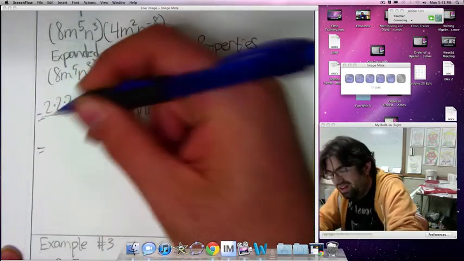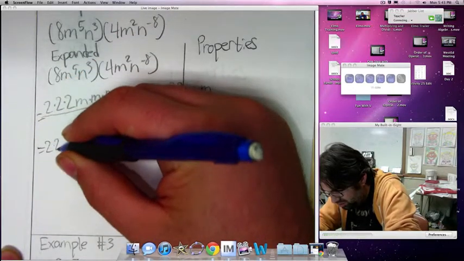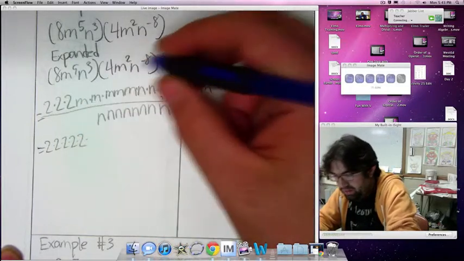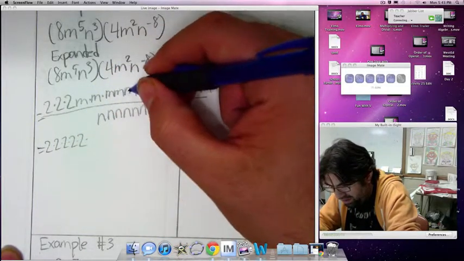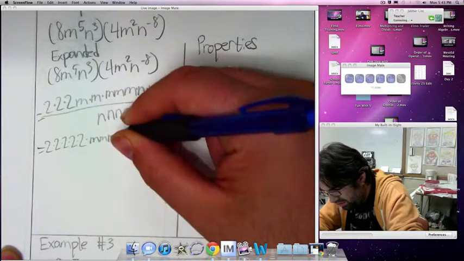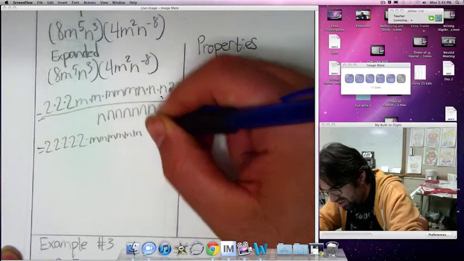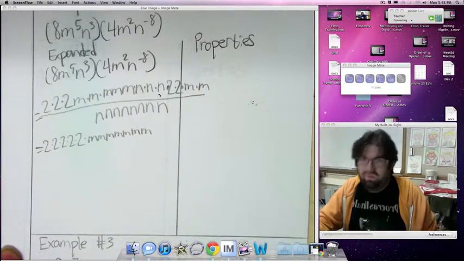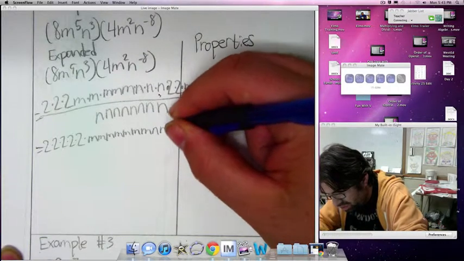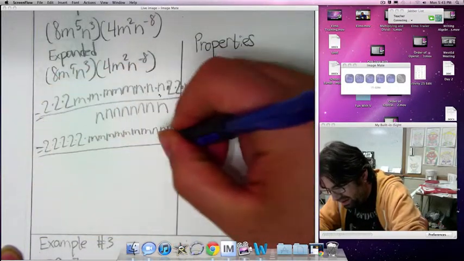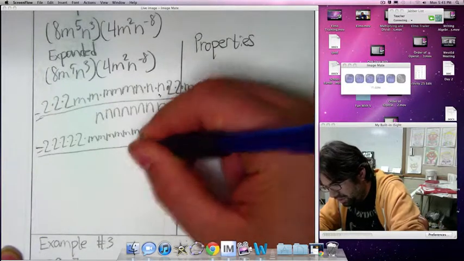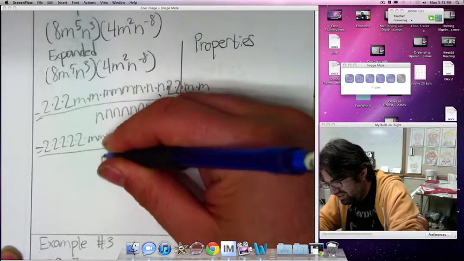Next step, let's rearrange. Let's put all the constants in the front: 2 times 2 times 2 times 2 times 2. All the m's: 1, 2, 3, 4, 5, 6, 7. And then 3 n's: 1, 2, 3, divided by 8 n's: 1, 2, 3, 4, 5, 6, 7, 8.